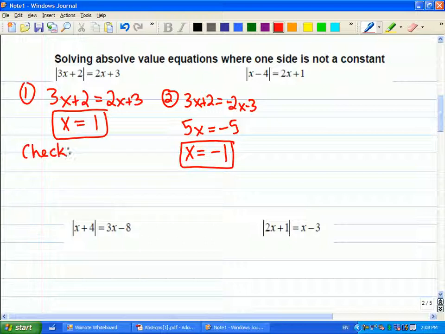So when we plug in 1, I get 3 times 1 plus 2. Is that equal to 2 times 1 plus 3? So that'll be 5. Is that equal to 5? Yes. So this solution works, no problem. Now let's double check this one over here.